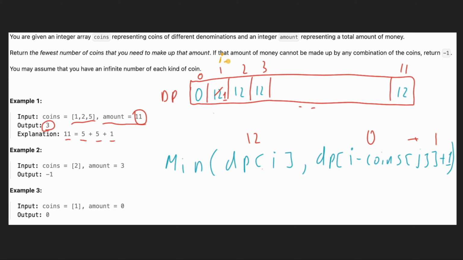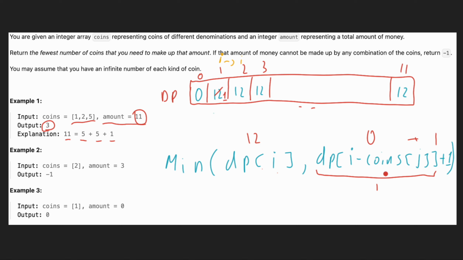Now let's move our j to the second one and solve the second sub-problem. So i is equal to 2. Then what's dp[i]? It is again 12, we are leaving it as it is. How about this part? i in this case is equal to 2, and the coin j, we are taking the first one. 2 minus 1 gives us 1. Plus 1 gives us 2. So we use the first coin, and the total is 2.